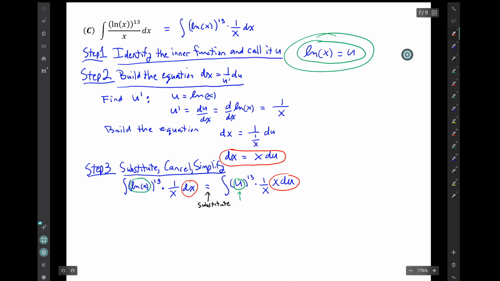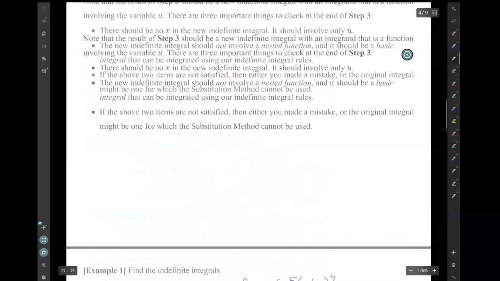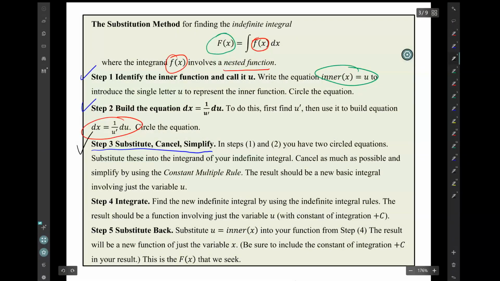That's the substitute part of this step. Next we do the cancellation part of this step. We can see that those x's cancel each other. And we're left with this basic integral, u to the 13th du. There's no further simplification needed. So that's step 3. Let's go back up and see what step 4 is. We did step 3. Step 4 is to integrate.